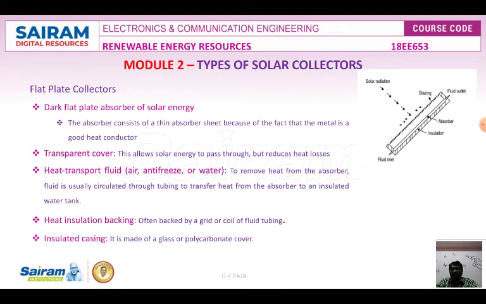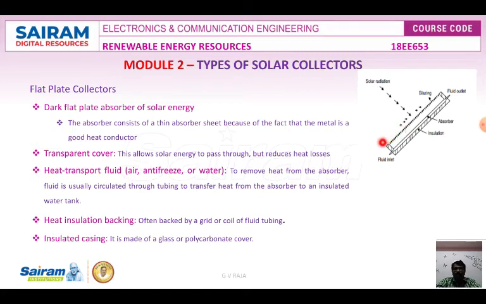The second part is the transparent cover. This allows the solar energy to pass through but reduces the heat loss. The third one is the heat transfer fluid. As I told you, the fluid will be passed through this collector. The inlet fluid is in cold condition, and the outlet fluid is in hot condition, because the sun's energy is absorbed by the absorber, so the solar energy is converted into heat energy.